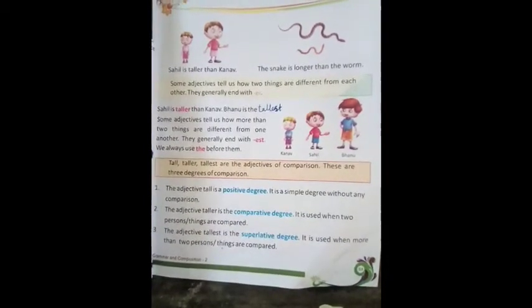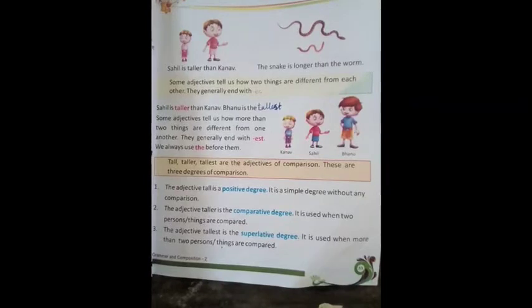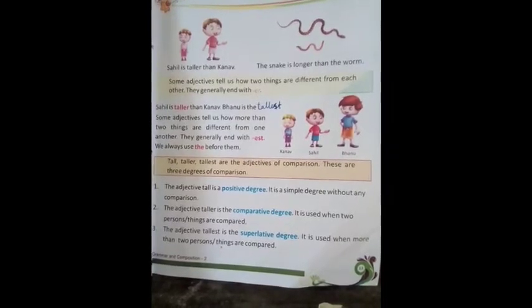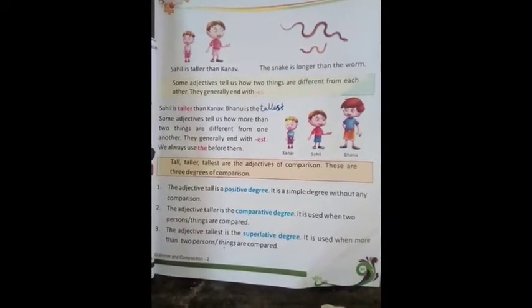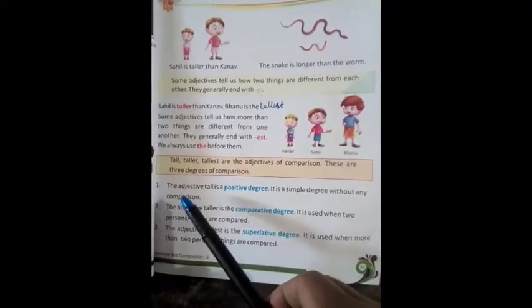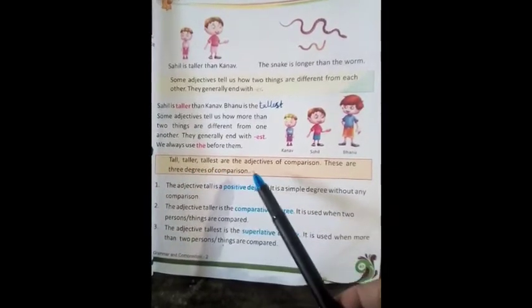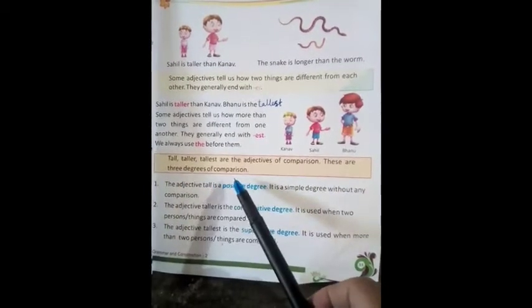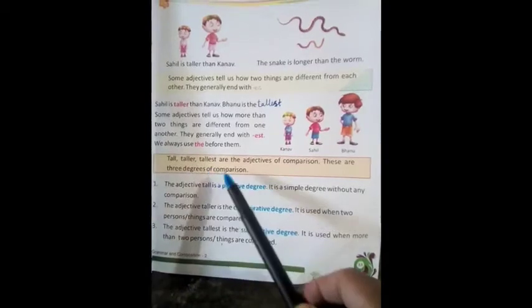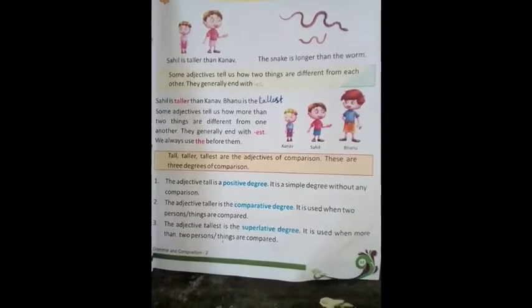Now, some adjectives tell us how more than two things are different from each other, and they generally end with est. Now, here tall, taller, tallest are the adjectives of comparison. These are the 3 degrees of comparison.